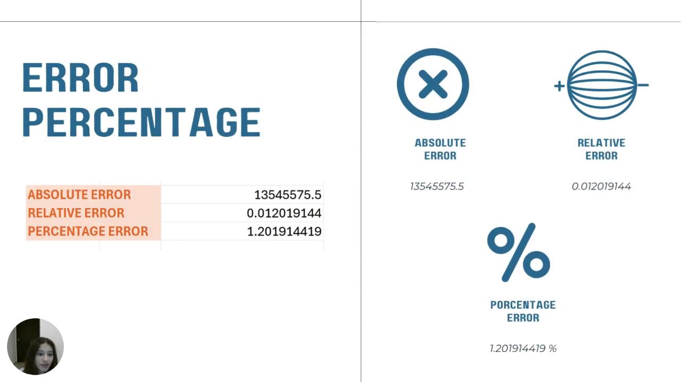So over here are our results. For the absolute error, we got 13,545,575.5. And for the relative error, we got 0.0120191 44. And that gives us a percentage error of 1.20%, which is quite a minimal percentage of error. So that means that our calculations were pretty correct and really approximate to the real area.